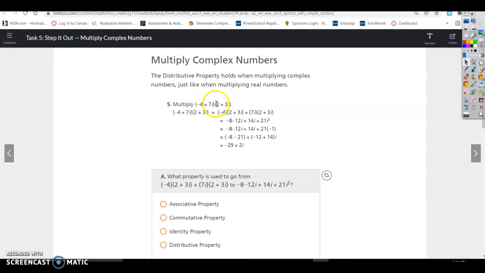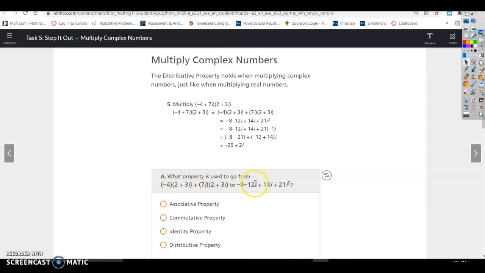So negative 4 times both of these terms, and 7i times both of these terms here. So when you multiply and combine like terms, you get negative 29 plus 2i. So it says what property is used to go from this original step here to this step here. All right, so negative 4 times 2 is negative 8.